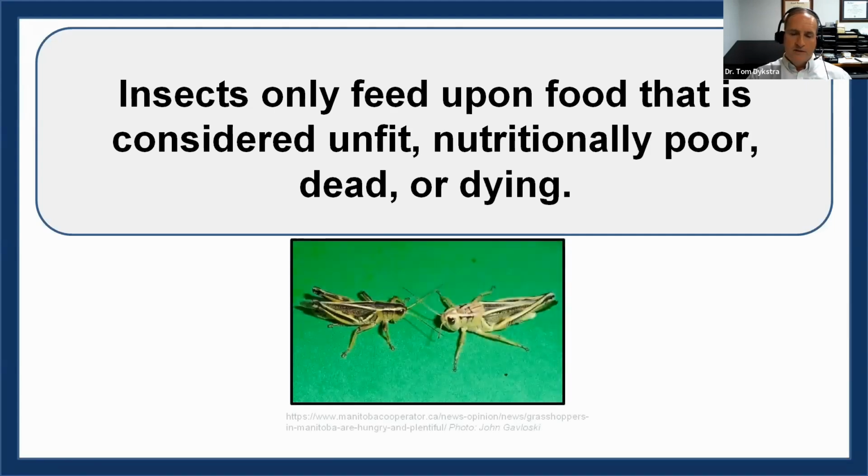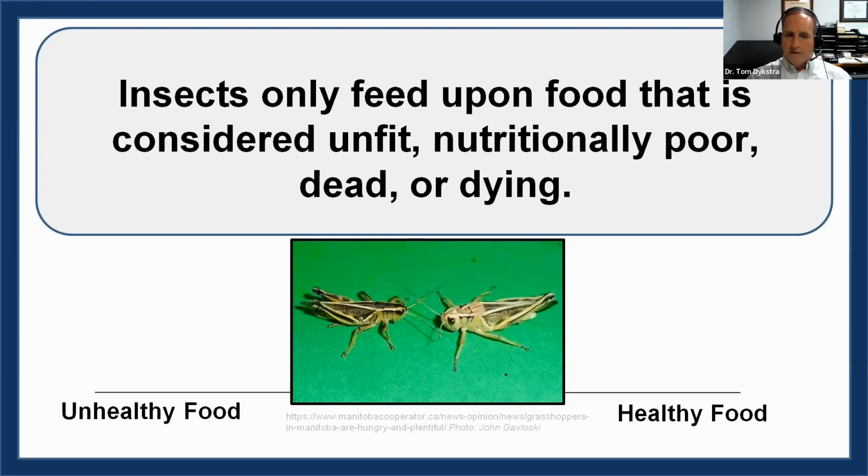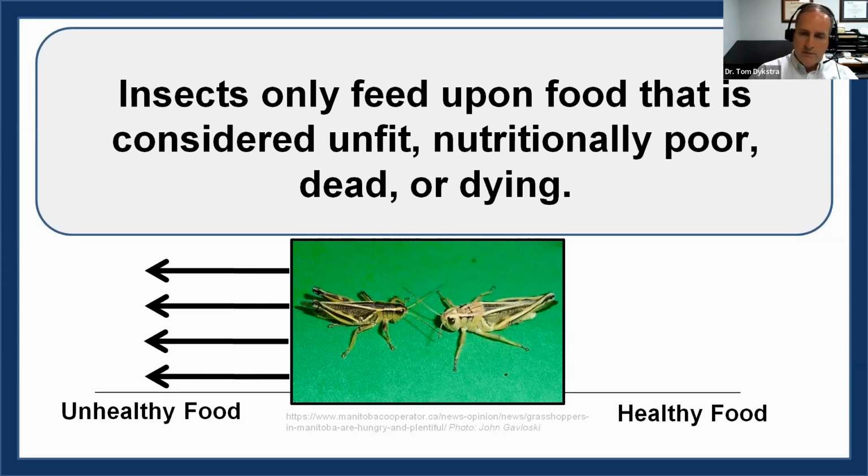So if you have grasshoppers, for example, and you're given a choice between unhealthy food or healthy food, the conventional wisdom will say that the grasshoppers will go equally from the unhealthy food to the healthy food. And this is actually not what happens. In fact, the grasshoppers or any insects, they will always go toward unhealthy food. This is their modus operandi. This is the way they wish to feed. And this is something which many people have observed over decades.